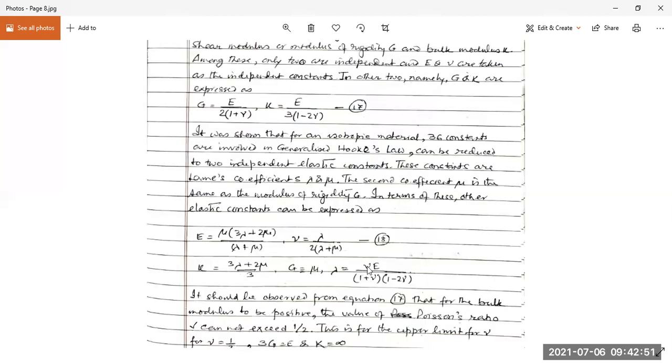It should be observed that equation 17 means that the bulk modulus must be positive. Bulk modulus K is the ratio of volumetric strain divided by the pressure.